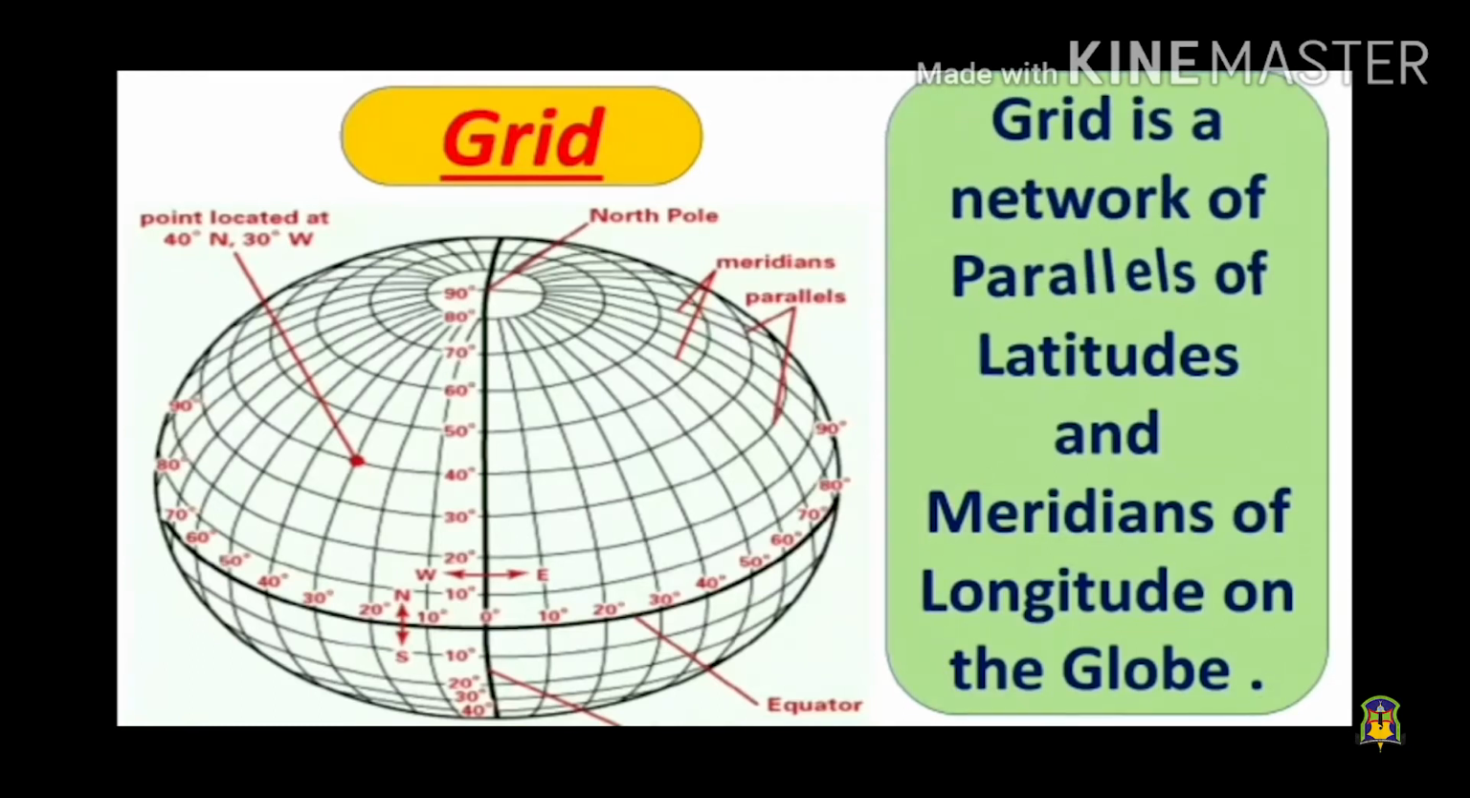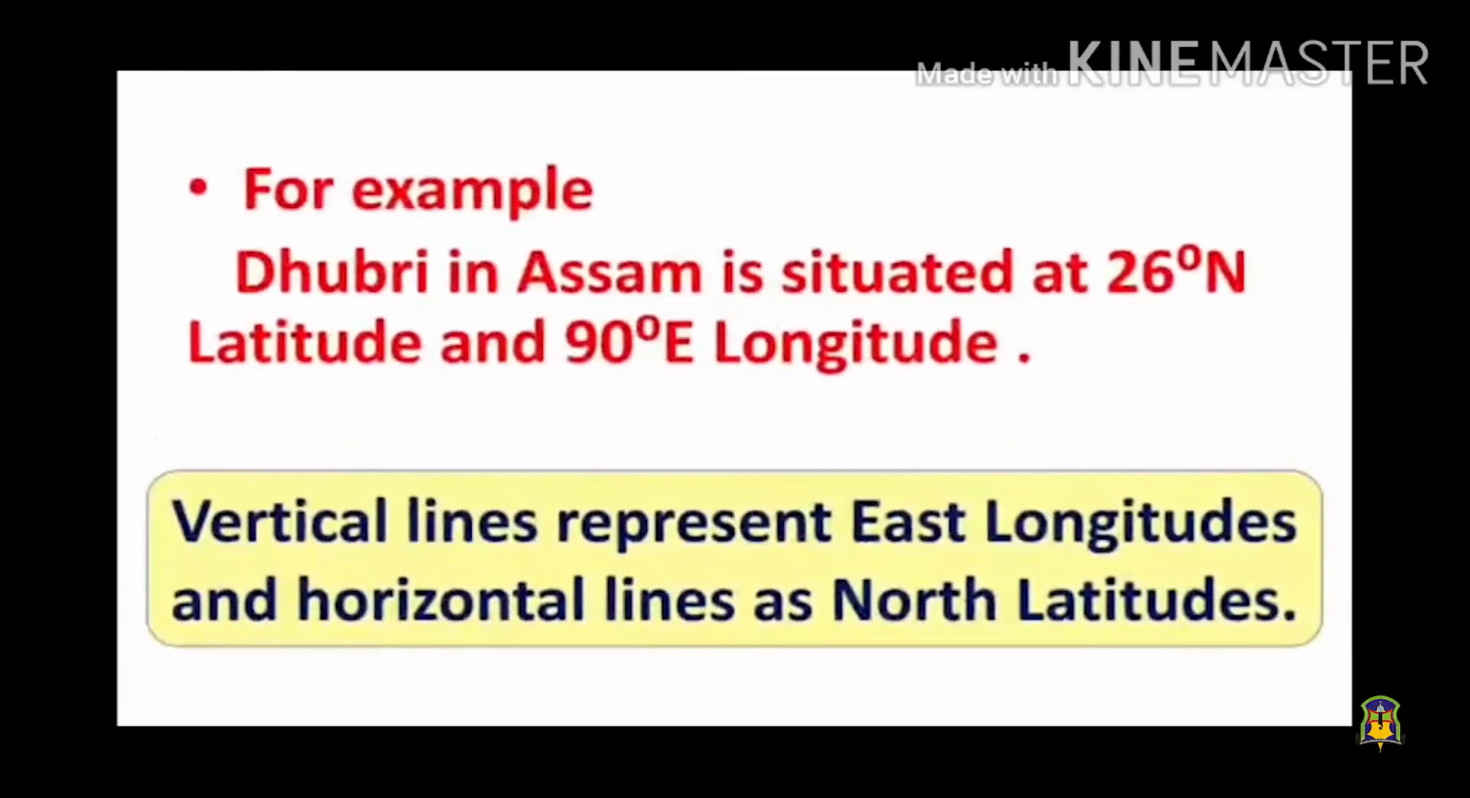Grid is a network of parallels of latitude and meridians of longitude on the globe. Or the lines of latitude and the lines of longitude cut each other at right angles and form a network on the globe called a grid. You can locate any point on the globe very easily if you know its latitude and longitude. For example, Dhubri in Assam is situated at 26 degrees north latitude and 90 degrees east longitude.